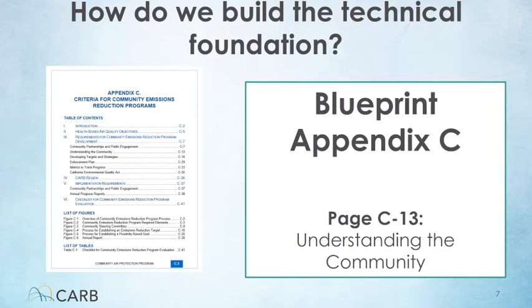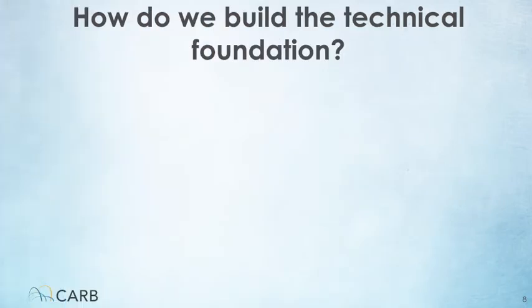We've just covered what questions the technical foundation answers. So how do we build the technical foundation to answer those questions? CARB's Community Air Protection Blueprint contains the minimum requirements for the technical foundation in a section called Understanding the Community. The blueprint requires technical foundations to include a set of different elements that collectively characterize local air quality in the community. We talked about understanding the sources of emissions in the community.